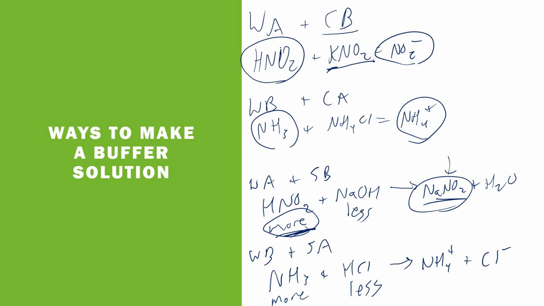So those are some different ways that you can make a buffer, and they like to ask you, especially in the multiple choice, which of the following combinations will make a buffer. And so you'll have to distinguish between them, but it must be weak acids with their conjugates. It cannot be strong.